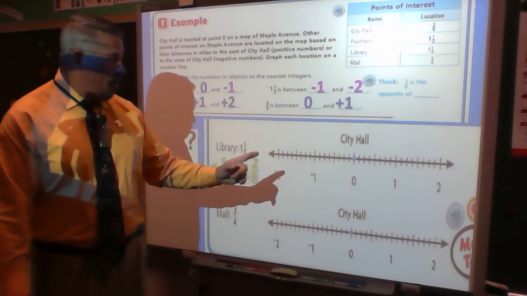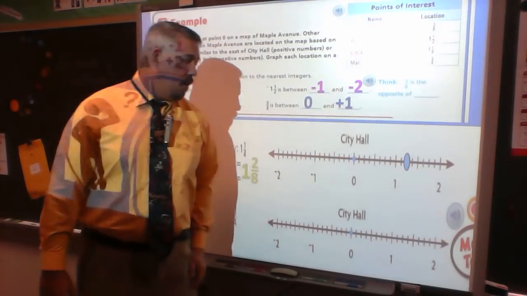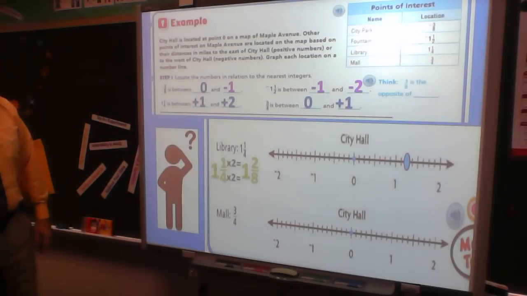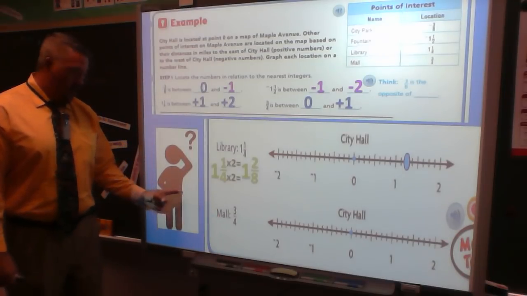So I'm going to go to my 1 and then go 2 over from there, and that's going to be 2 out of the 8 tick marks that get me over to the whole number of 2. And now I have 3/4. Still can't do it right, so I have to think.